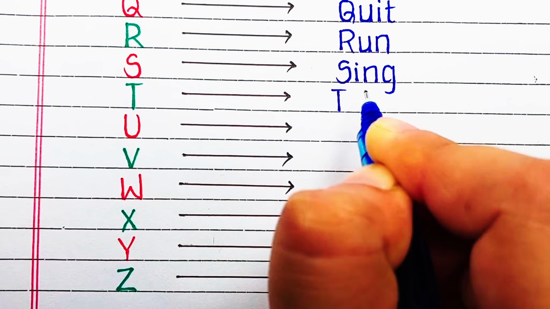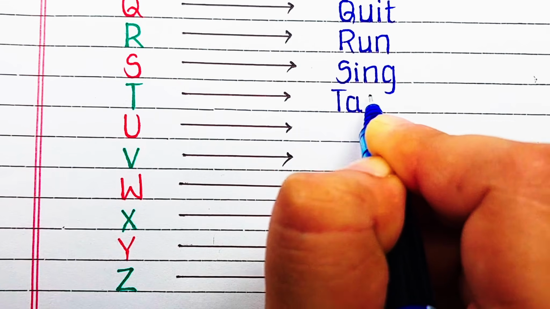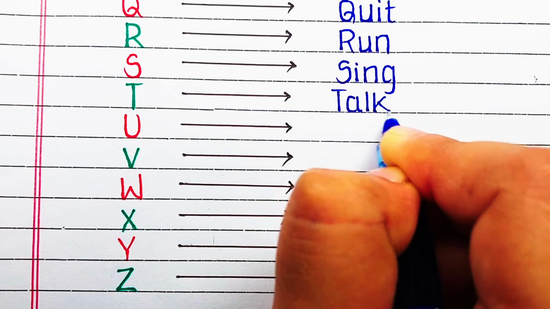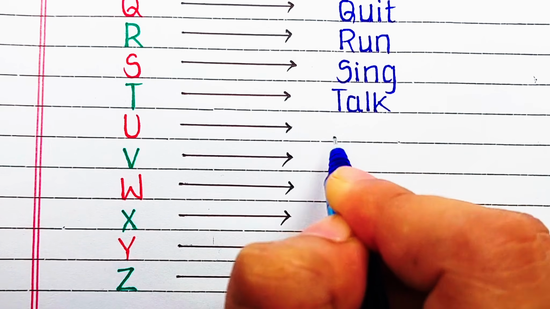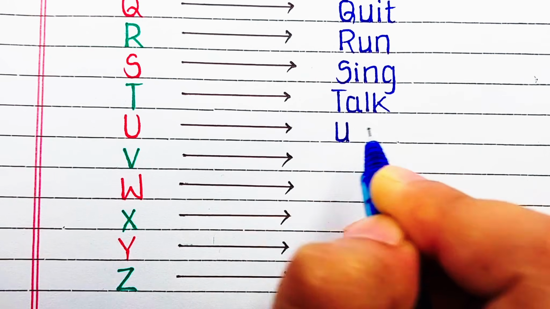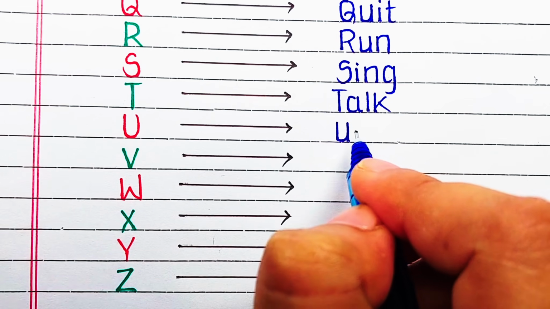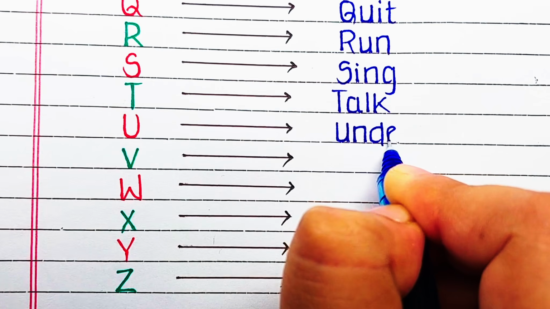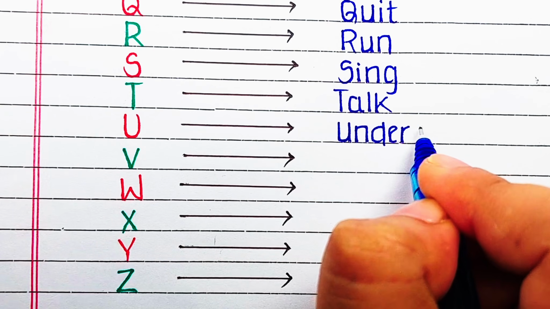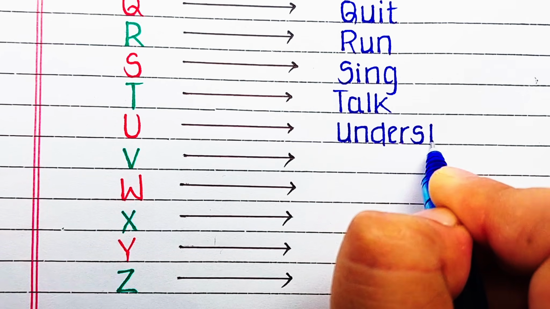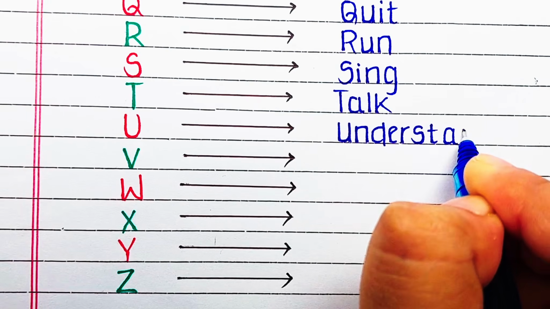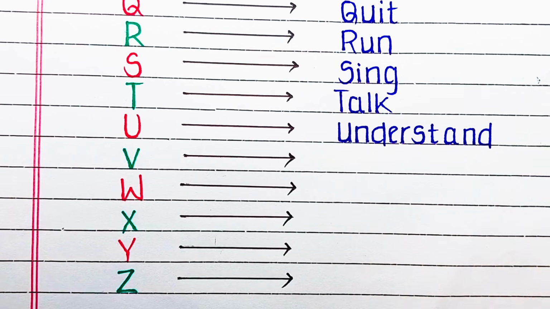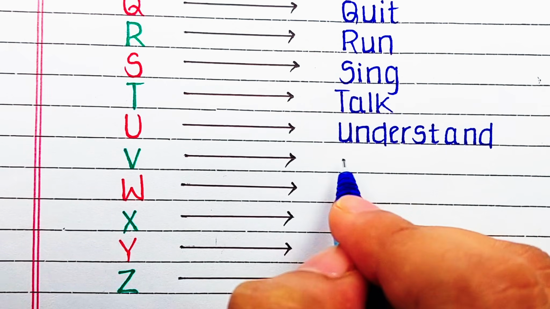Next is alphabet T. The action word starting with T is TALK, talk. Next is alphabet U. The word is UNDERSTAND, understand. Next is alphabet V.